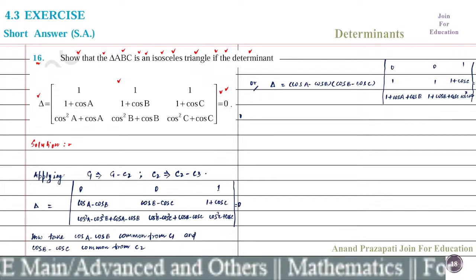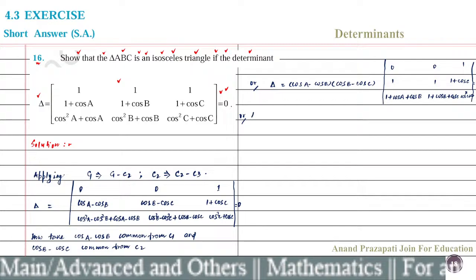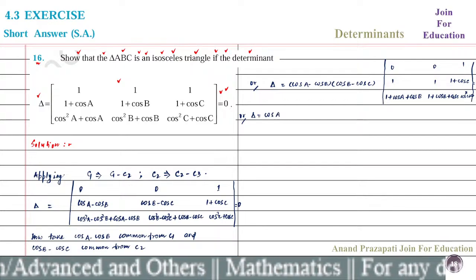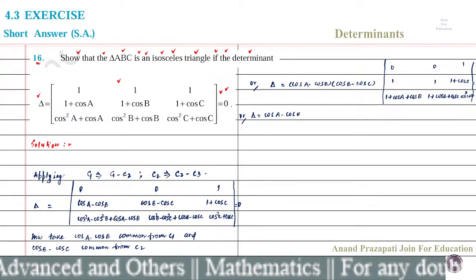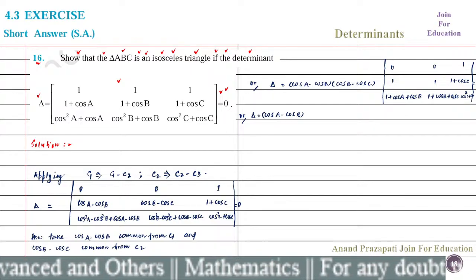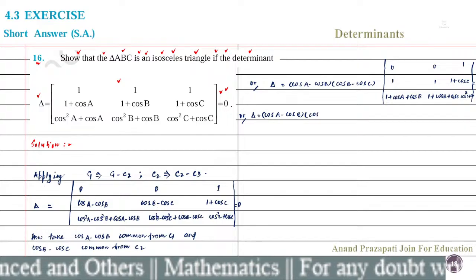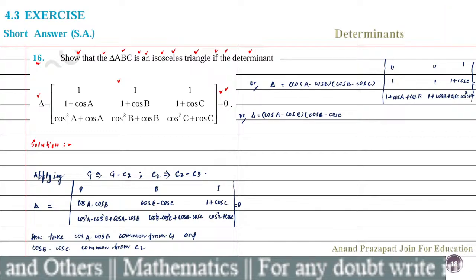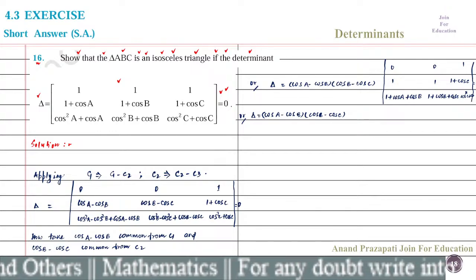So the next step will be determinant equal to cos A minus cos B, and we write down here cos B minus cos C, and we consider the first row.